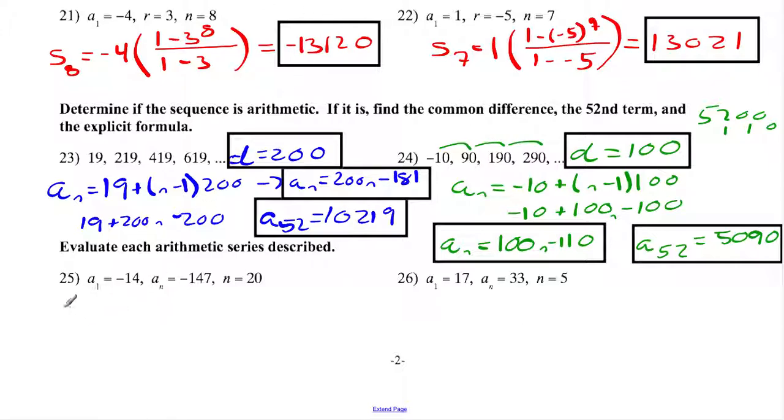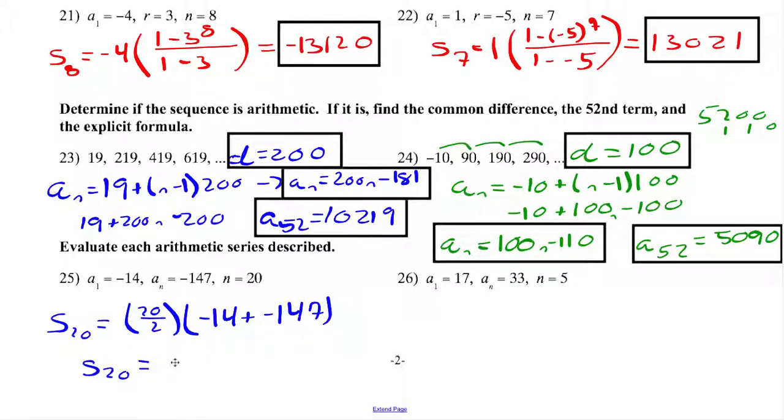To find the sum, it's hopefully simple. The sum of here, we have these 20 terms. That's going to be equal to 20 divided by 2 times the first term plus the last term. So this is 10 times, this is going to be a negative 161. So we just have to multiply by 10. So we get negative 161 times 10 is that.